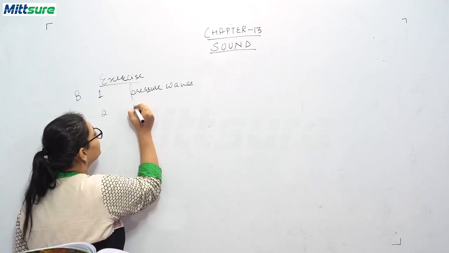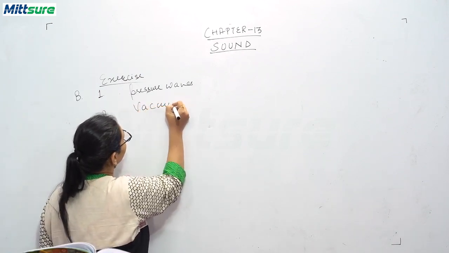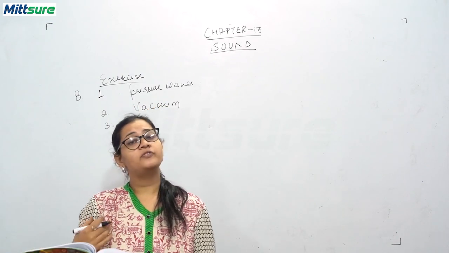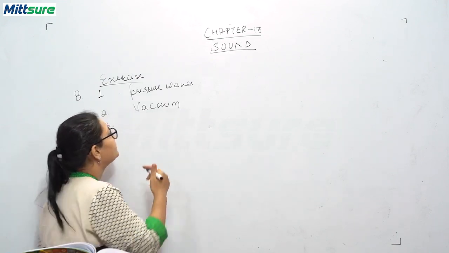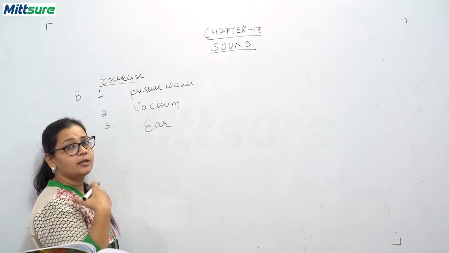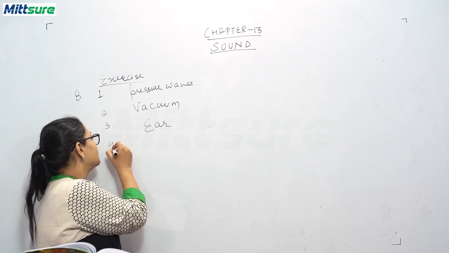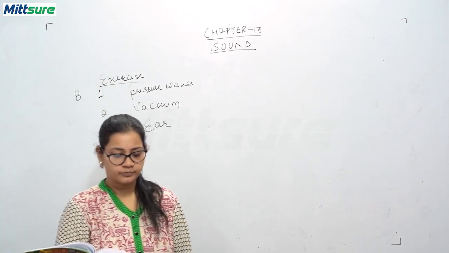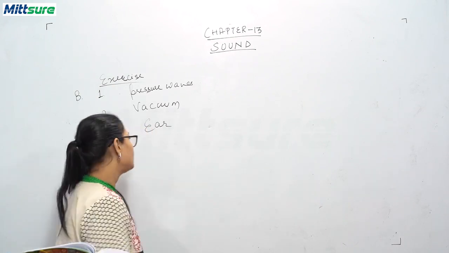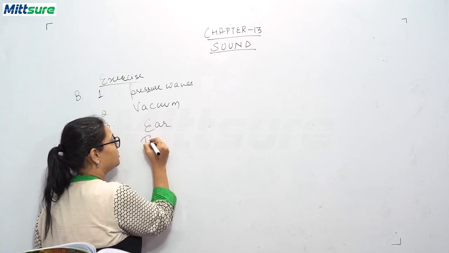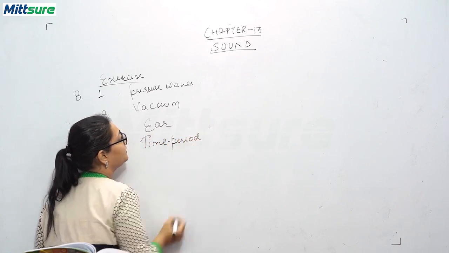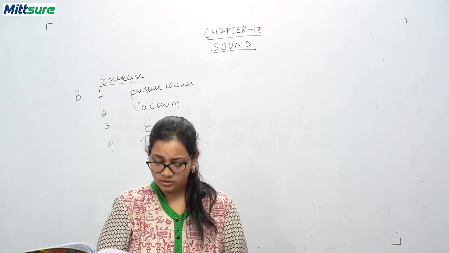Second, sound cannot travel through vacuum. Third, dash detects the presence of sound. Ear detects the presence of sound, or any human or any hearing device. Fourth, time taken to complete one vibration is the time period.